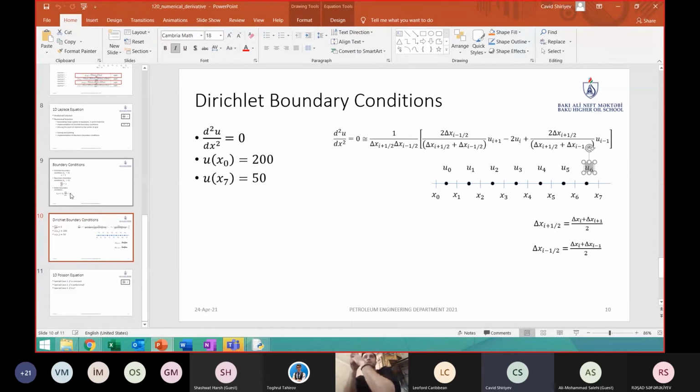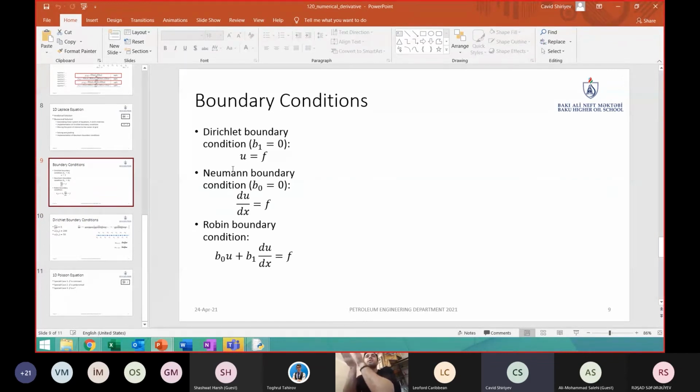Now, let's talk about the boundary condition. Dirichlet boundary condition simply means that we have a constant value of u at the given boundary. Neumann boundary condition means that the gradient of u at the given boundary is equal to some function. That function can be just a scalar value, or it can be a function which is defined for the boundary. At the end, it should be a value.